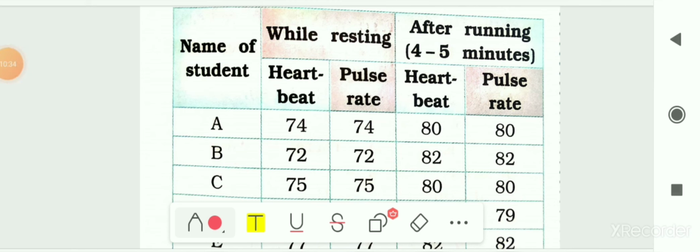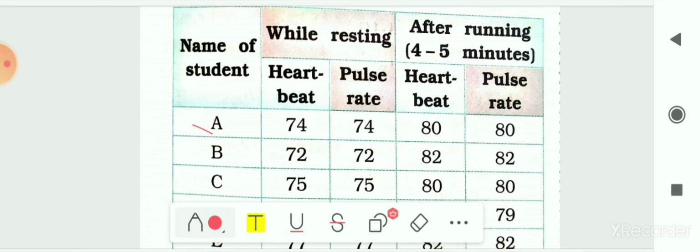Here some examples are given to you. The name of the student is A. While resting, his heartbeat is 74 and pulse rate is also 74. After running for 4 to 5 minutes, the heartbeat is 80 and the pulse rate is also 80. For another student, while resting, the heartbeat and pulse rate are 72, and after running it will increase to 82.